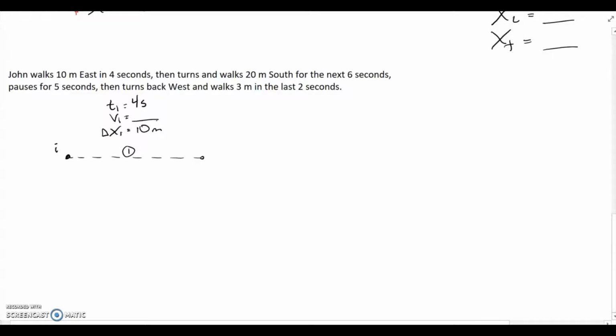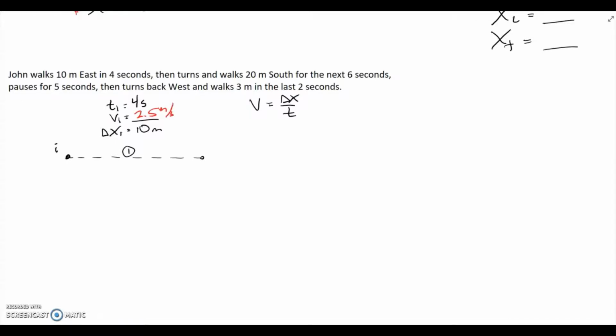And velocity is displacement over time, right? So again, velocity is always going to be displacement over time. And so I can do 10 divided by 4, and I get 5 halves, or 2.5. This can be calculated as 2.5 meters per second, and we know that now.